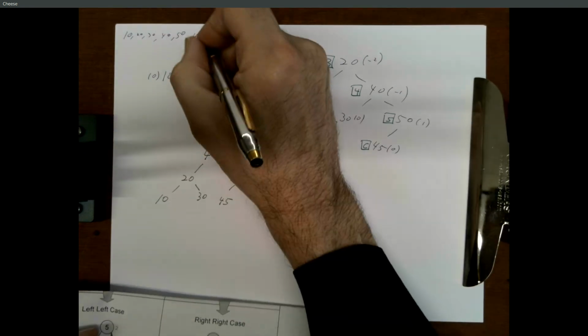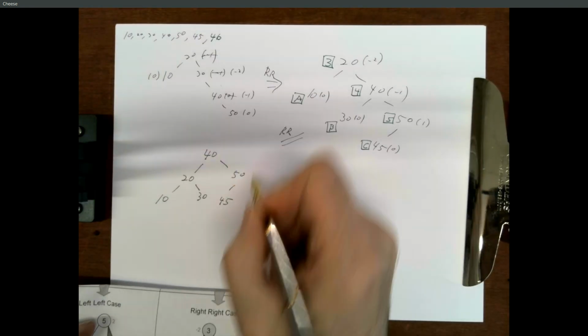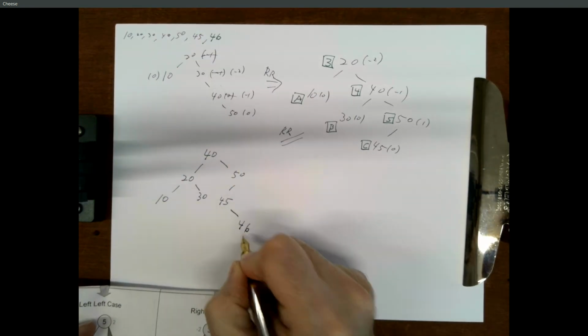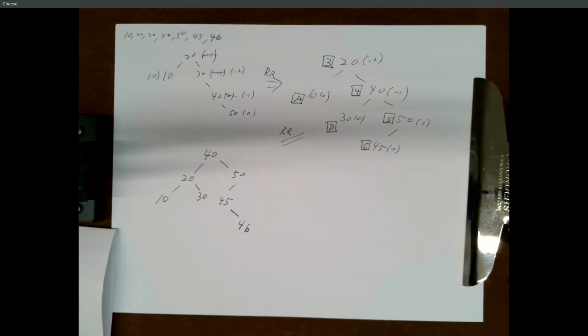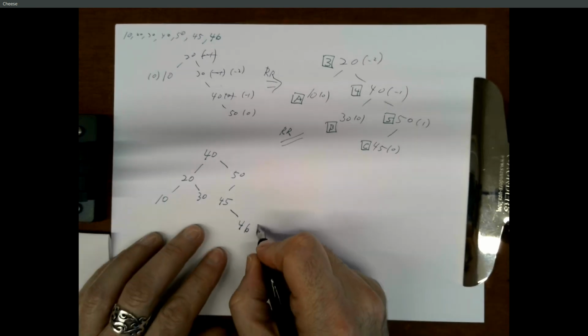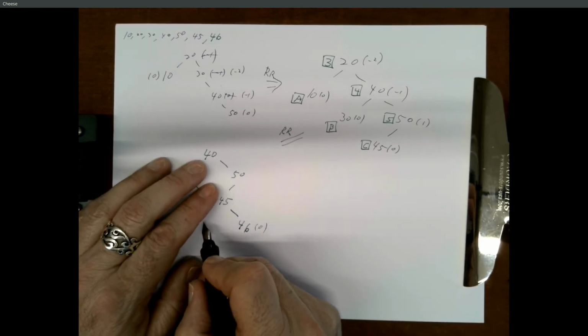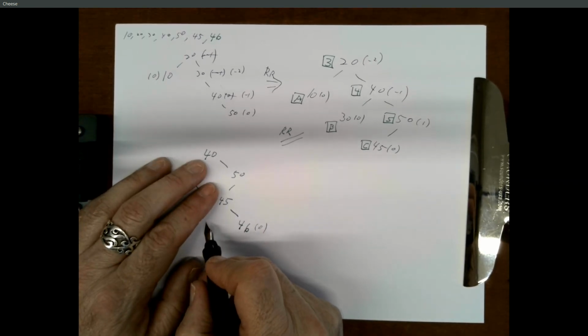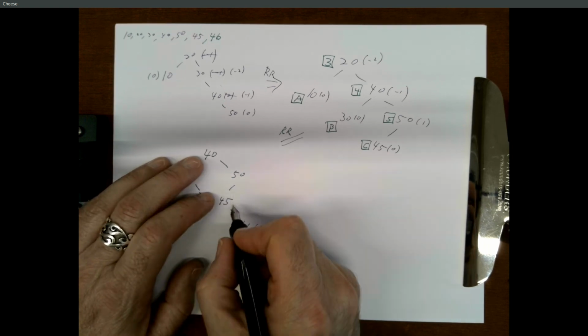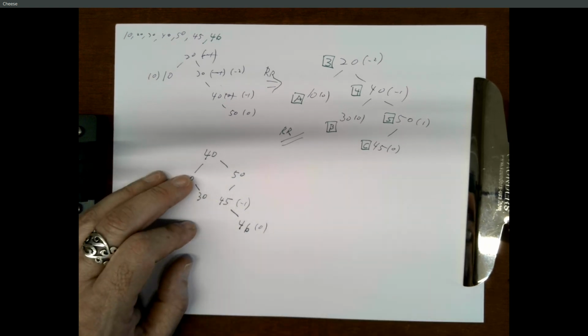Okay, let's put in one more number. Let's insert a 46. So balance factor calculation, this is a 0. This is a -1, minus 0. This is a -1.